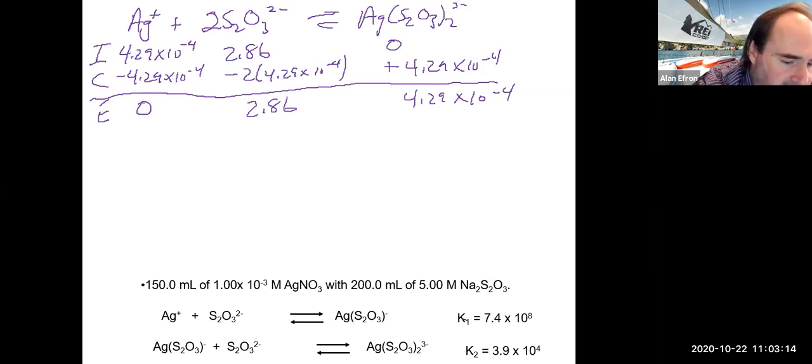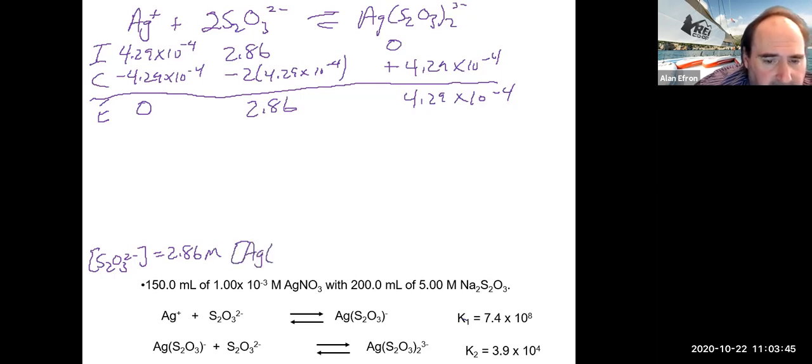First off, any questions on that so far? From our very first ice table that we just did here, we actually have the answer to 2 questions. First question is, what is the concentration of S2O3 2 minus? So the concentration of S2O3 2 minus is 2.86 molar. We also have the concentration at equilibrium of our complex ion from this first table, 4.29 times 10 to the minus 4 molar.